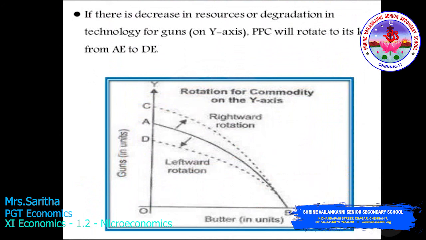So far we have discussed what MRT and MOC are, the properties or characteristics of PPC, attainable and unattainable points, and the shapes of PPC: concave, convex, straight. Next, rotation of PPC, and then rightward shift, leftward shift, and rotation for the PPC of x-axis and y-axis.